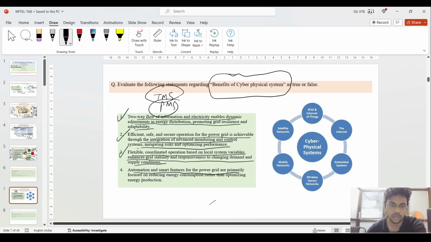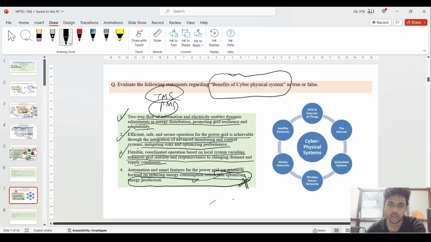Coming to this fourth part, that is automation and smart features for the power grid are primarily focused on reducing energy consumption. That is true. But rather than optimizing energy production, that is false.